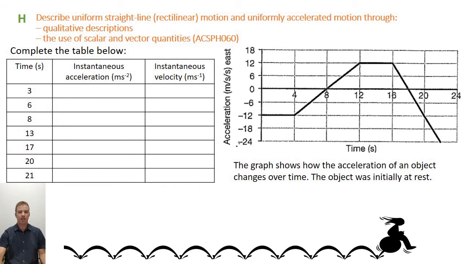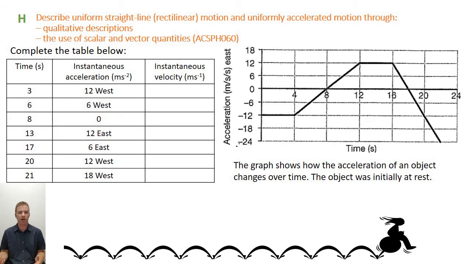Now, if you're looking at this graph, it's a typical acceleration time graph. So you've got here acceleration on the vertical axis and time on the horizontal axis. It's asking us for the instantaneous acceleration at 3, 6, 8, 13, 17, 20, and 21 seconds. So you can see here, just by reading off the graph, you're going to get 12 west for 3 seconds, 6 west for 6 seconds, and then at 8 seconds, it's 0.